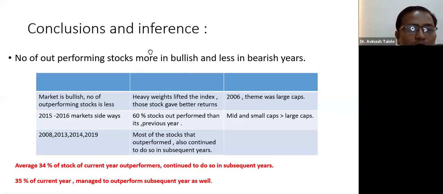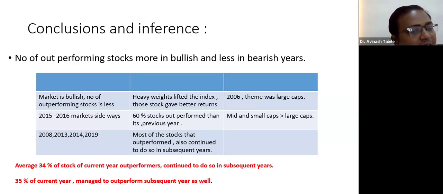So conclusions and inferences: the number of outperforming stocks is higher in bullish trends and lower in bearish years. Now, when the market is bullish and the number of outperforming stocks is less, it means the heavyweights, the stocks which make up the Nifty 50, are lifting the index and giving better returns. That happened in 2006. So the large caps contributed to the rally.